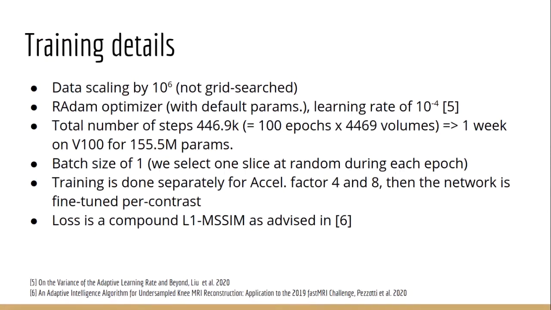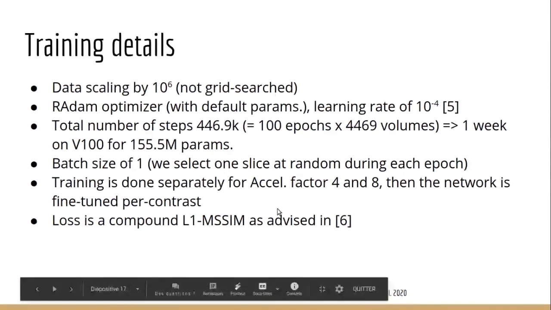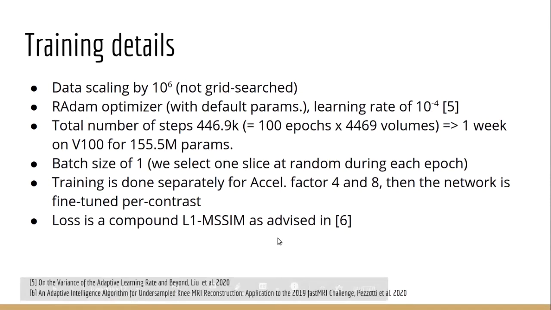The total number of gradient steps that I did was about 500,000, which means that I took 1 week of training for my network, which had roughly 150 million parameters. And the loss that I used, which is the last point, is a compound loss between the L1 difference and the MSSIM, the multi-scale SSIM, as was done by the previous winners of the challenge.